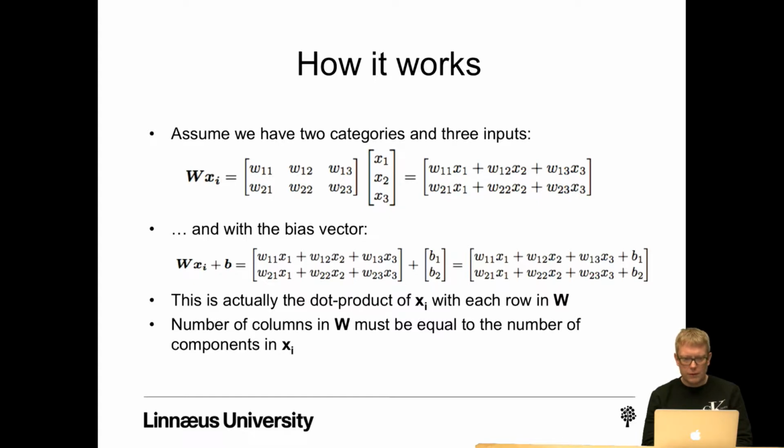First we calculate the dot product of row 1 in the weight matrix with the input vector, then we calculate the dot product of row 2 with the input vector. And the number of columns in the weight matrix must be equal to the number of components in the input vector, because we need, of course, one weight for each attribute.